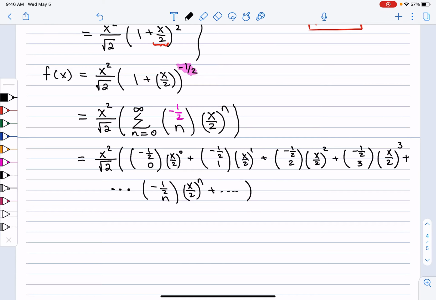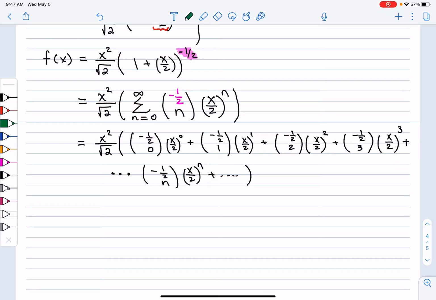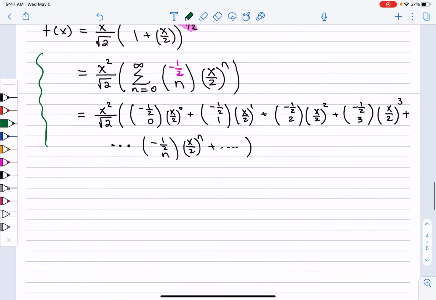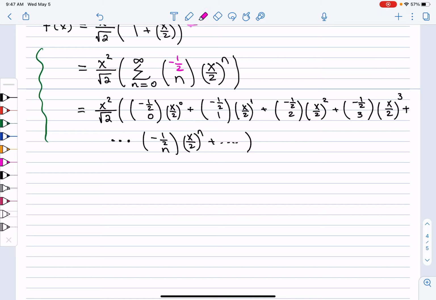What I would like to do next, so we're going to come back to this right here. But let's do a little bit of side work because we have a formula, but I want you to understand where that formula comes from. So I want us to understand how we get the value for negative 1/2 choose 0, for negative 1/2 choose 1, for negative 1/2 choose 2, negative 1/2 choose 3, and the idea here continues. So let's just do a quick review.